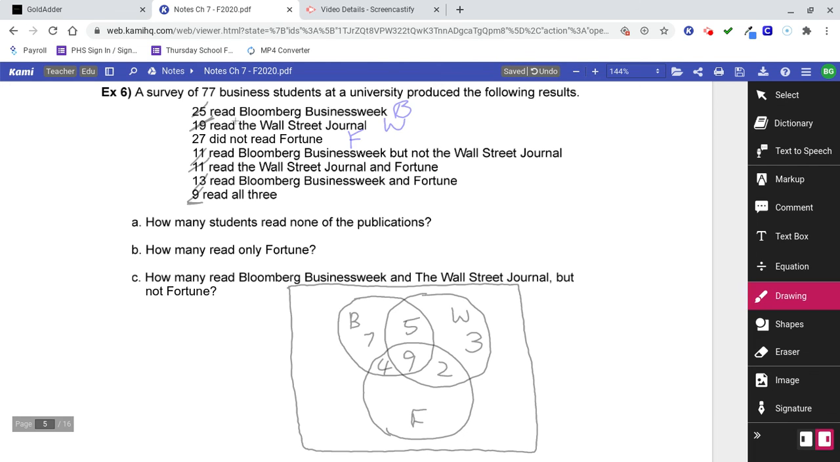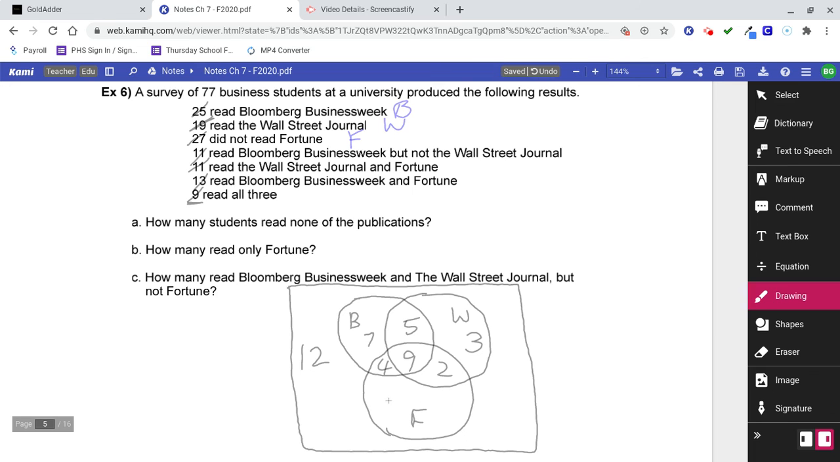Now let's go back to 27 did not read Fortune. Remember, 27 did not read Fortune was these 4 regions right here. These 4 did not read Fortune. So I've already got 10, 15. That's 15. So there must be 12 outside of those circles right there. So that 12 plus 7 is 19, and 24 and 27. That 27 did not read Fortune.